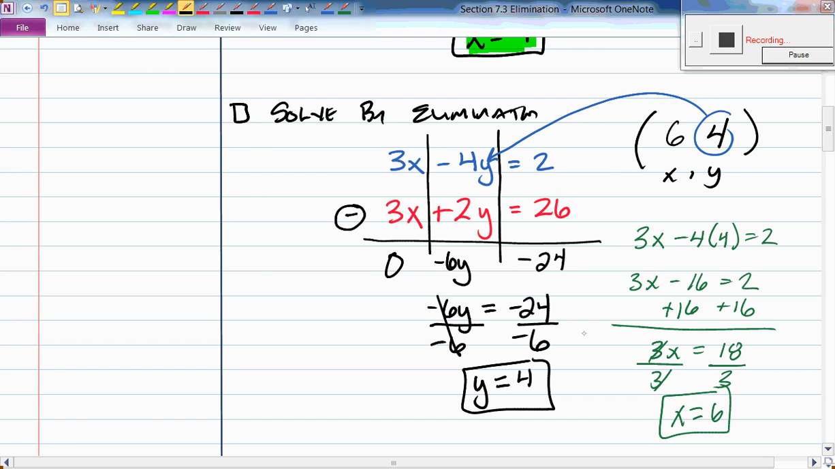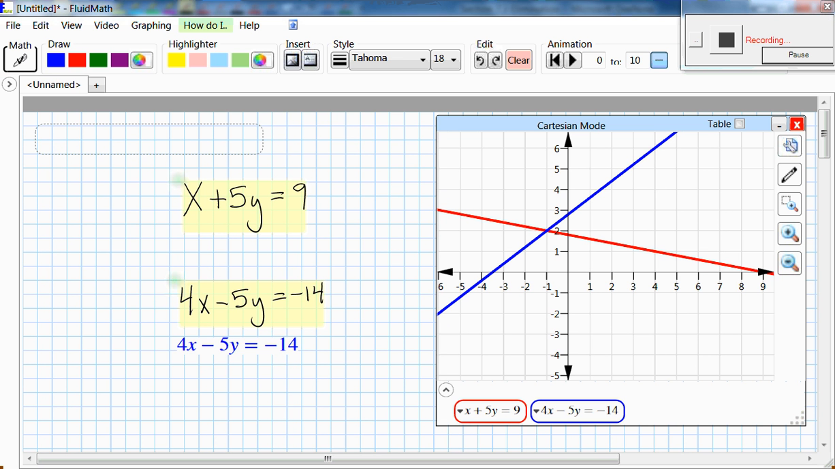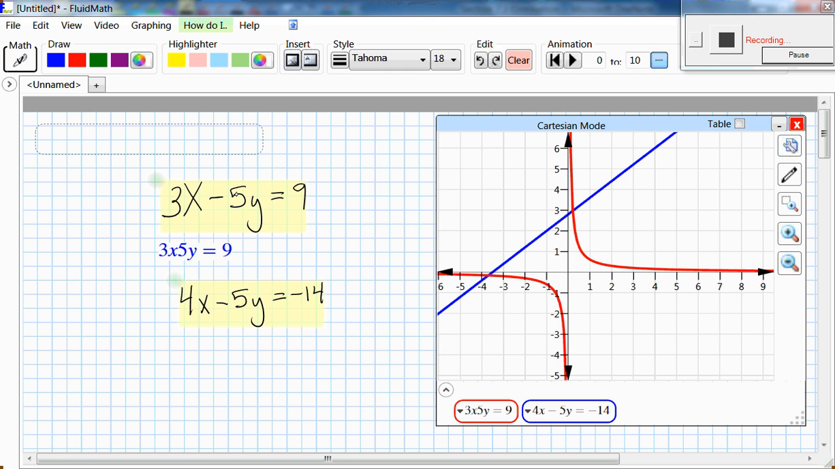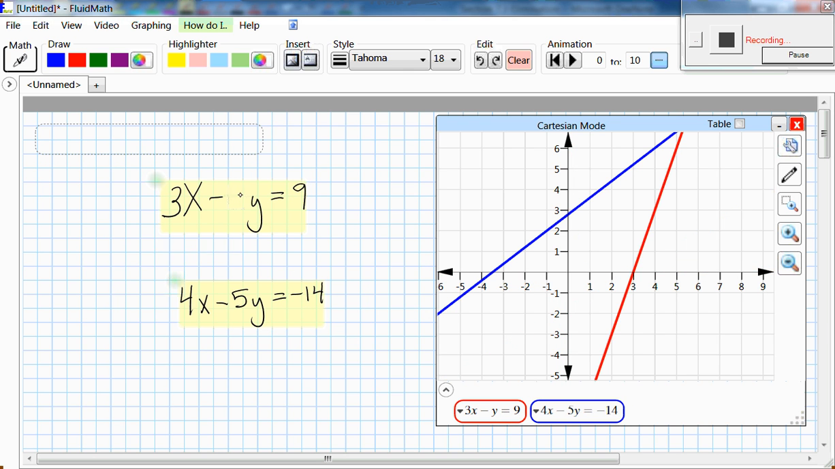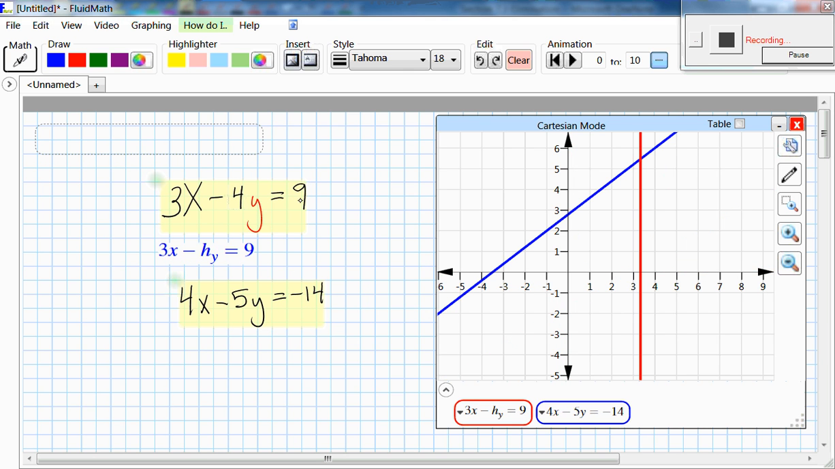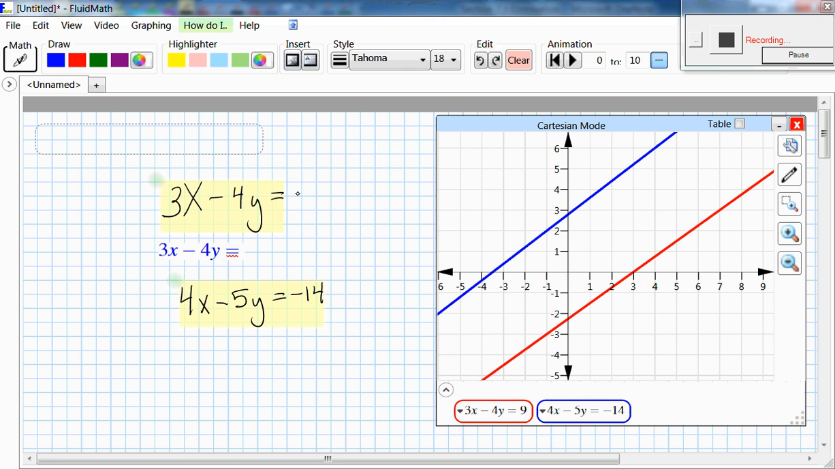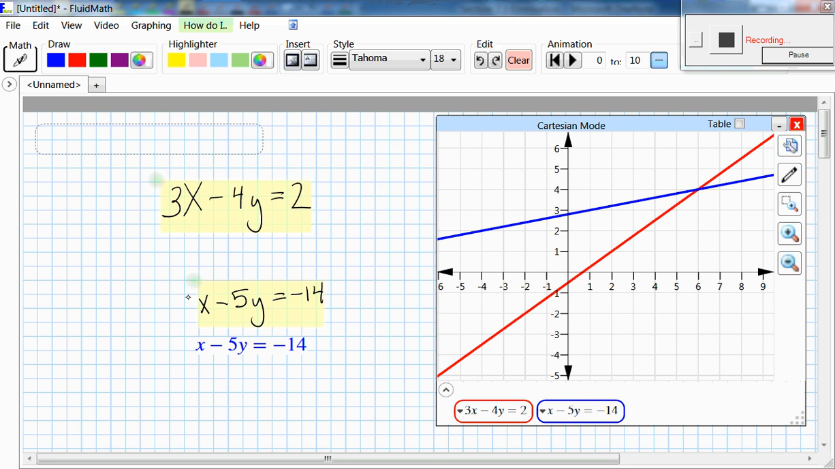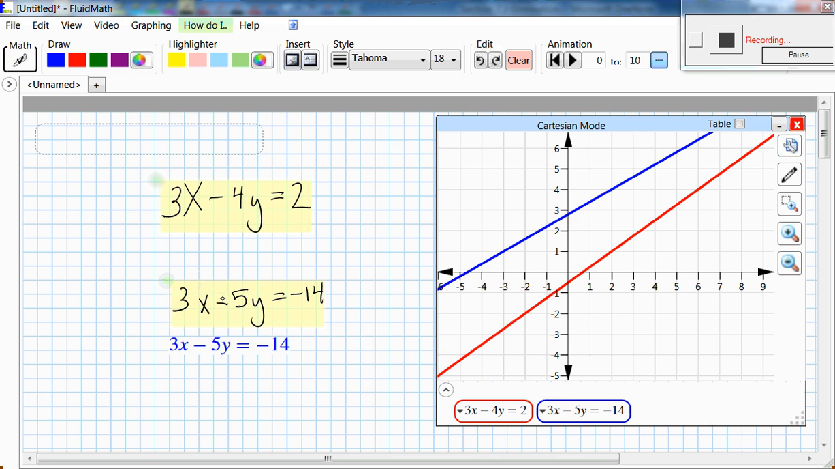6 comma 4. All right, we're going to check this now. Let's go check it. What was the original equation? 3x minus 4y equals how much? Equals 2. Okay, notice how the graph's all changing every time I do that, right? Okay, what's the bottom equation? 3x. Let's make that a 3. Okay, 3x plus 2y equals 26.